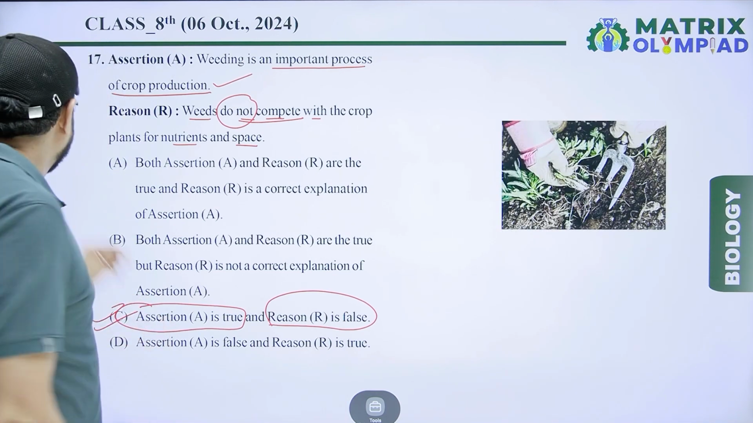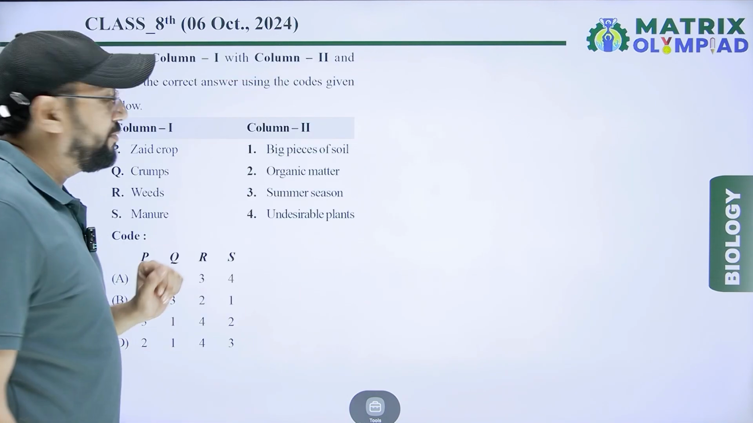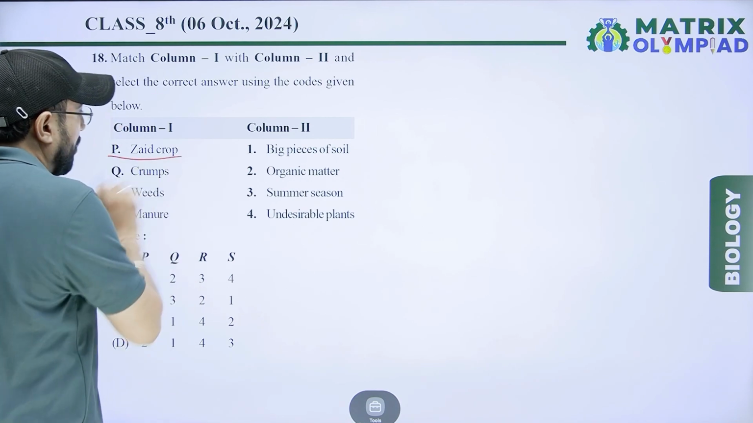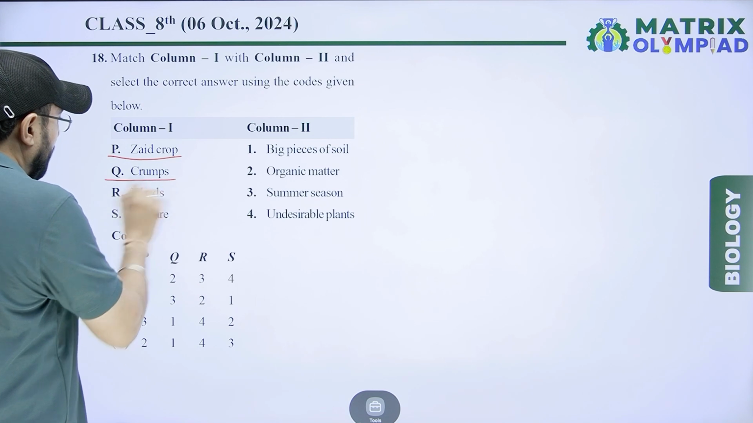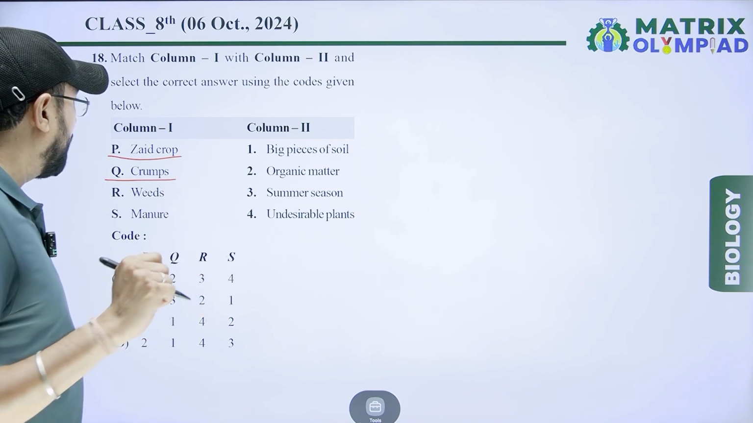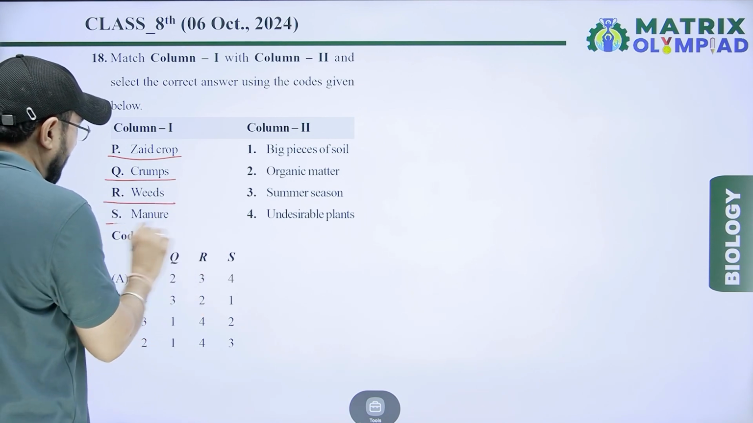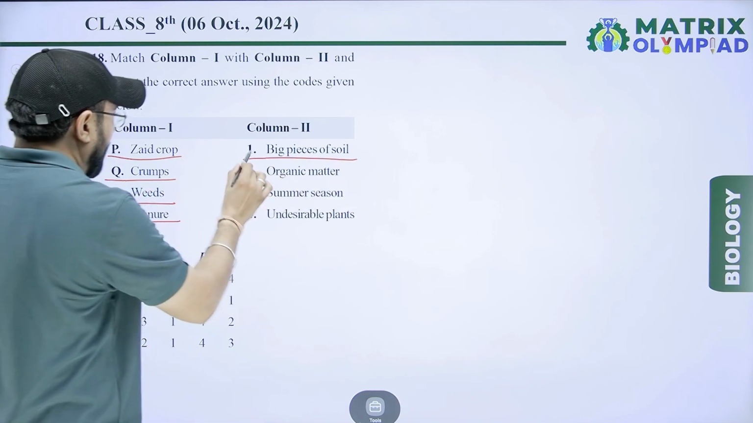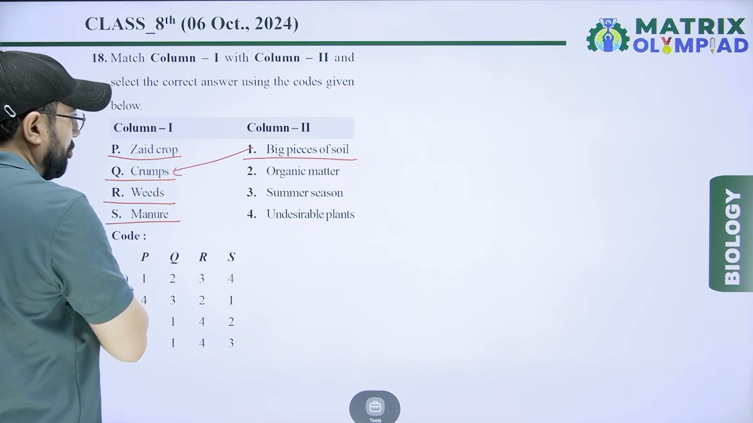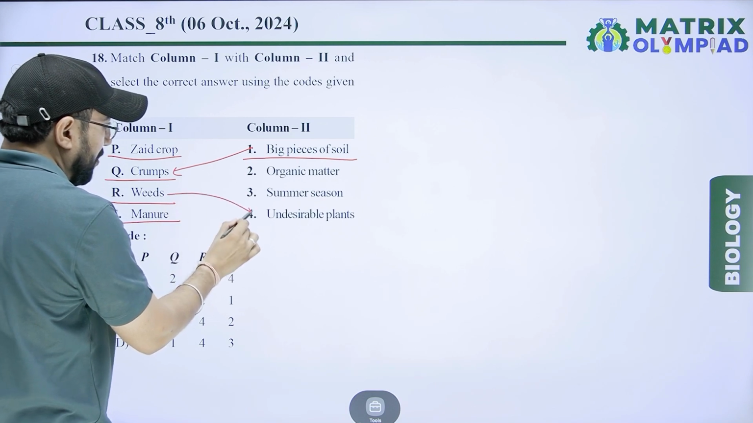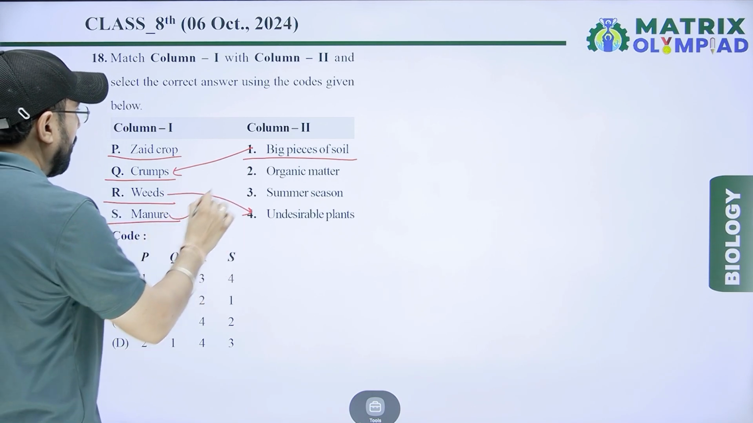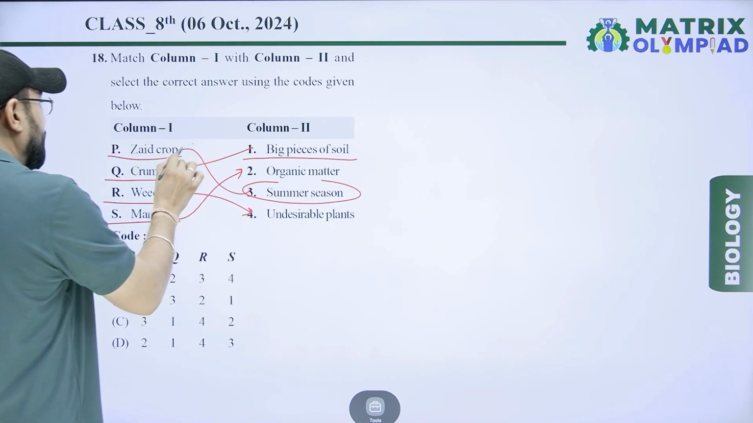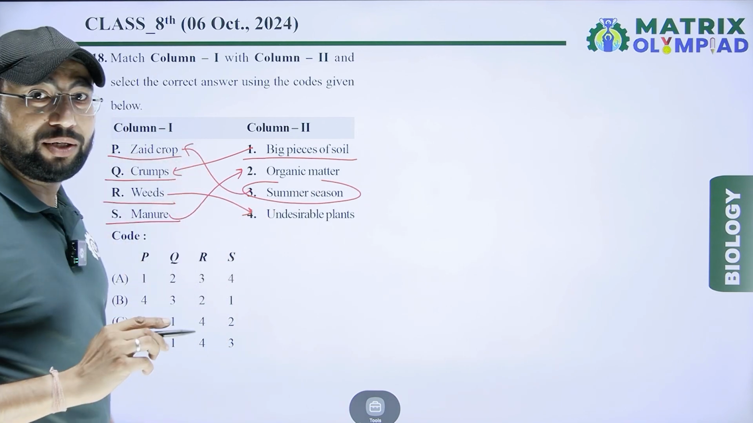Next question is, match column first and second. P, Jayad crop, Q, crumbs, R, wheat, S, manure. And second column: big piece of soil related to crumb, weed, undesirable plant, manure, organic matter, and summer season Jayad crop, related to Jayad crop.